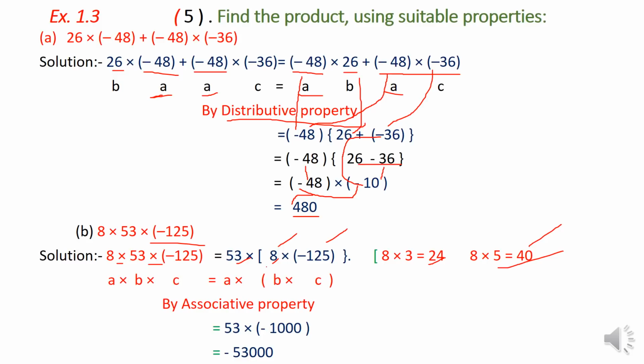So we will make a group of these two, that is 8 and minus 125. So this will become 53 multiplied by, in the bracket, 8 multiplied by minus 125. This multiplication will become minus 1000, and this 53 will be as it is. So 53 multiplied by minus 1000. Minus multiplied by plus will become minus, and 53 multiplied by 1000 will become 53,000. So the final answer will be minus 53,000.